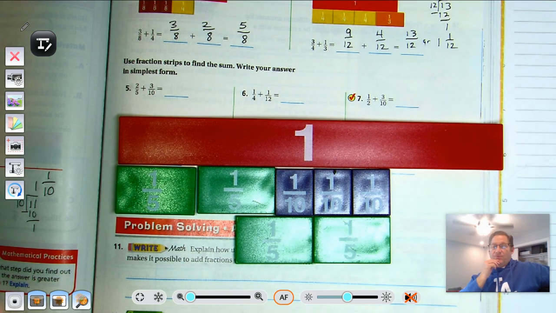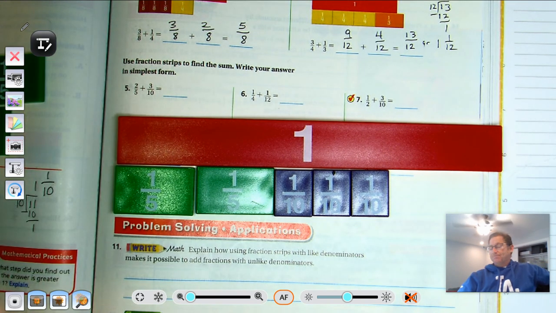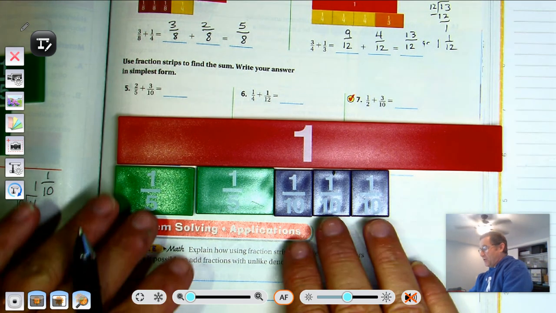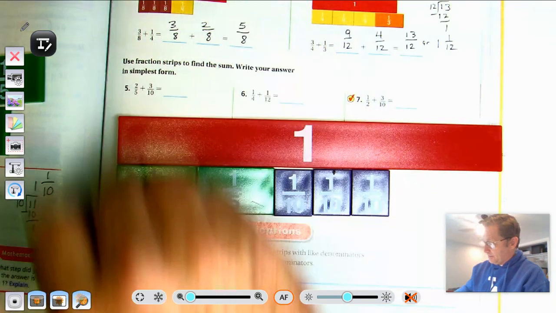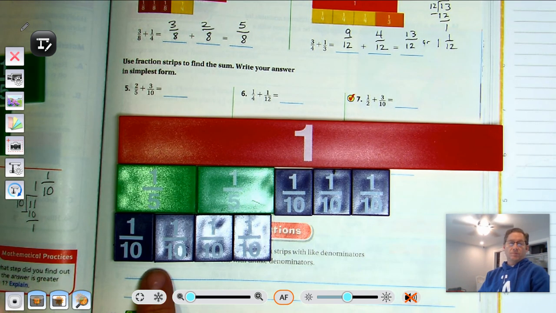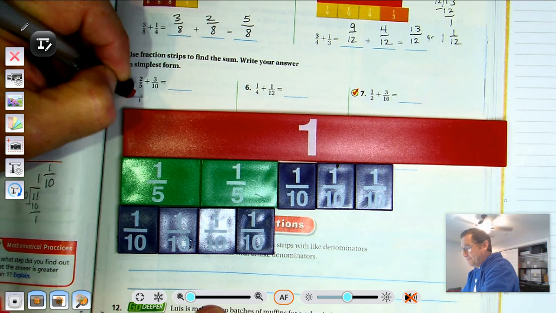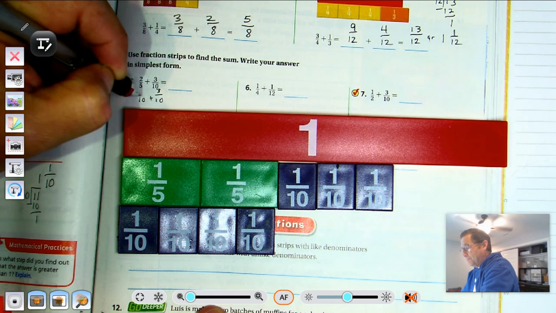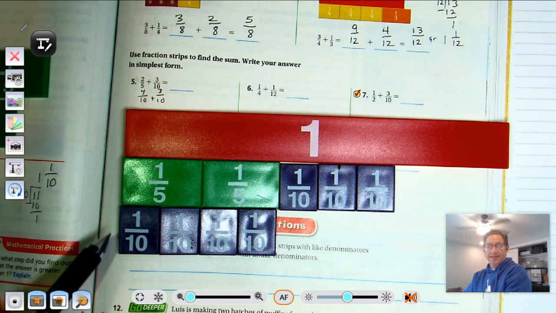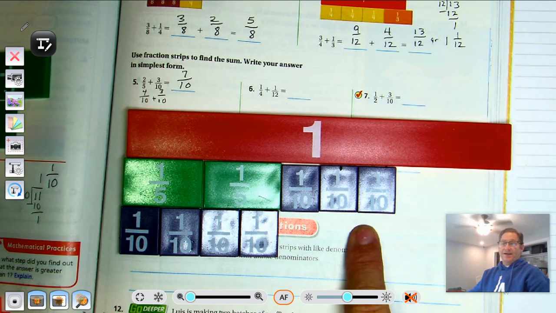Okay, so 2 fifths does not equal 3 tenths. So that's not right. So what else could we try? Let's try tenths. Oh, so 2 fifths is the same as 4 tenths. So our common denominator is going to be tenths. So 2 fifths is the same as 1, 2, 3, 4 tenths. 4 tenths plus 3 tenths is 7 tenths.